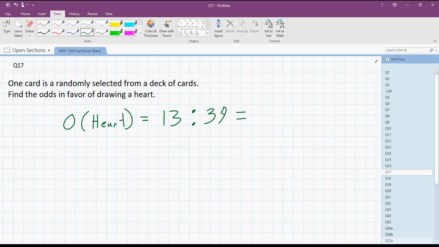But what does this reduce to? Sorry, I was doing the other one. 1 and 3. That's all we need. That's the odds. You've got a 1 in 3 chance. Next one was 25, and we'll get to that.